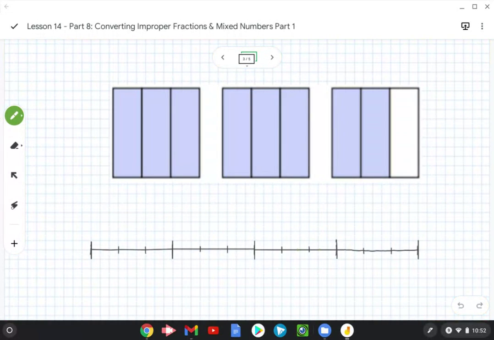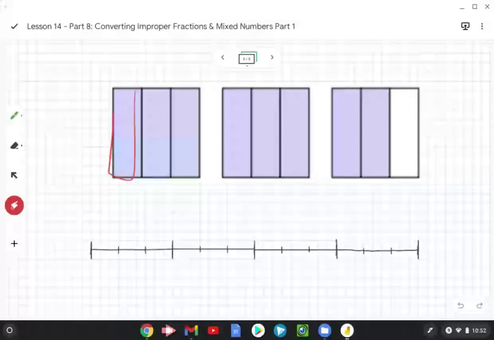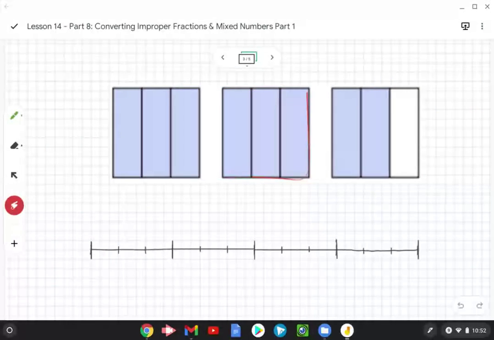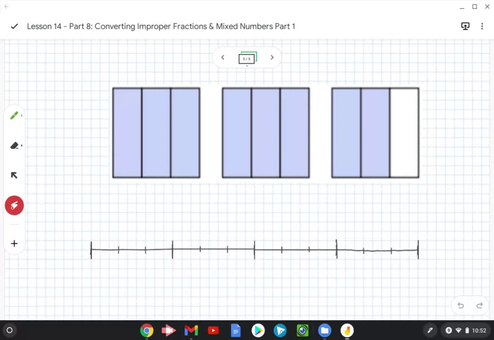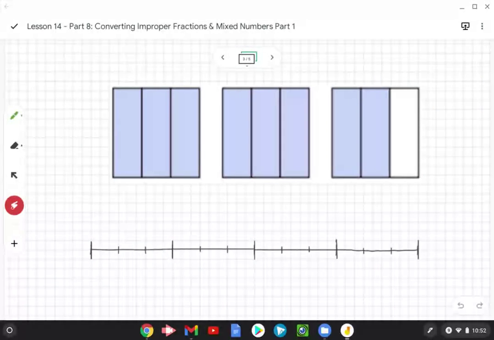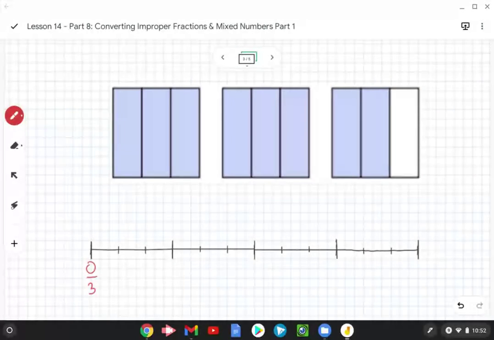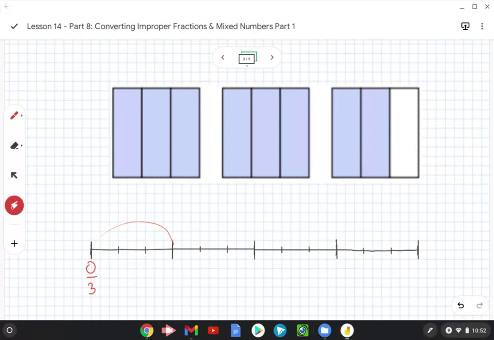We see 3 squares in all. Each square appears to be broken up into thirds, and 2 of the squares are completely colored in. So that tells us right away that we want to move on this number line from, let's say if this is 0 thirds, we're going to jump right to 3 thirds.